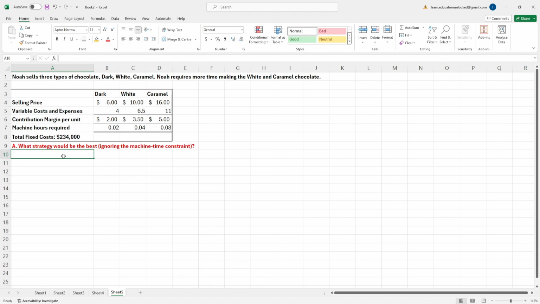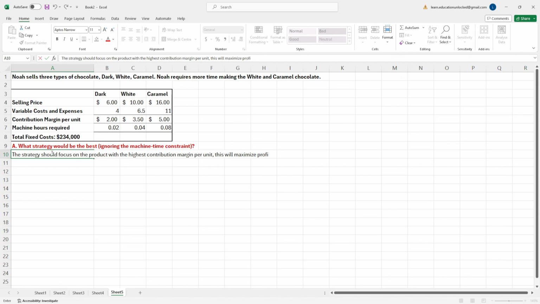So the question here is, what strategy would be the best, ignoring the machine time constraint? So we don't want to look at this. So we want to use all of this stuff and our total fixed cost if we need it to figure out what the best strategy is. So the strategy, and I'll write it out for you guys, should focus on the product with the highest contribution margin per unit. This is because this will maximize profit for each unit sold.